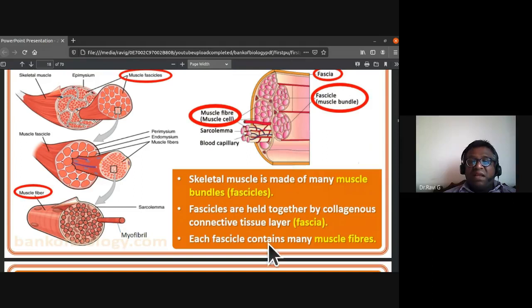Each fascicle contains many muscle fibers. So many muscle bundles we call fascicles, and they are all held together by collagenous connective tissue, that is fascia. So you can see the fascicles or muscle bundles and the fascia. Then muscle fibers, which are also called muscle cells. Each fascicle contains muscle fibers or muscle cells. So, muscle bundles or muscle fascicles, and each bundle has the muscle fibers.